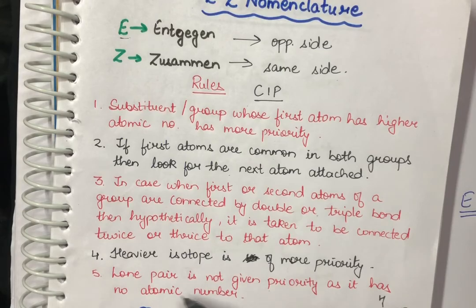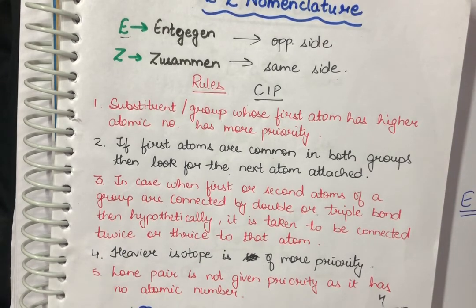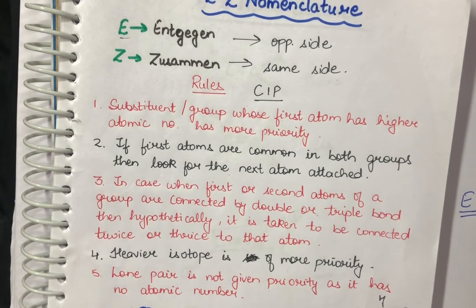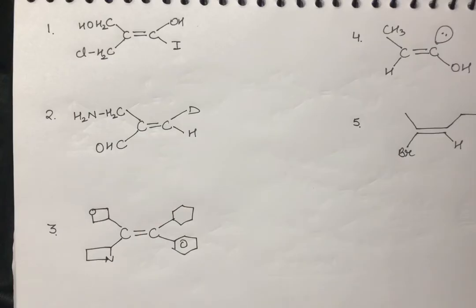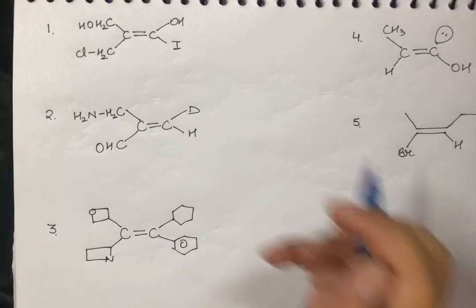The last rule says that the lone pair is not given priority as it has no atomic number. So lone pair is just the non-bonded electron pair. So it is not having any kind of atomic number. So whenever you have such kind of situation wherein you have to prioritize between any atom and a lone pair, you have to remember that lone pair is not to be given the priority. Let's take a few examples to explain the concept a little more.